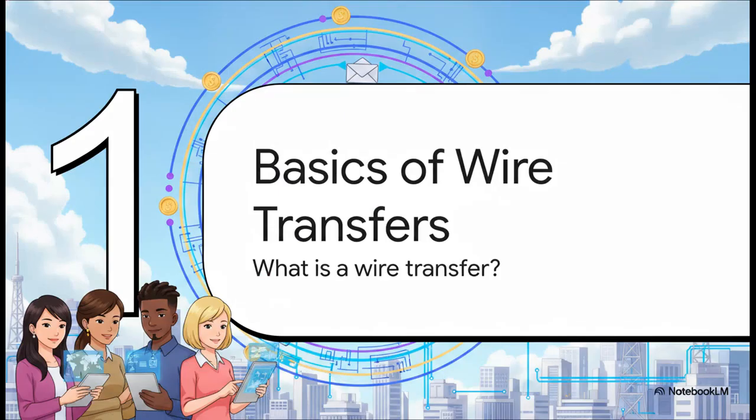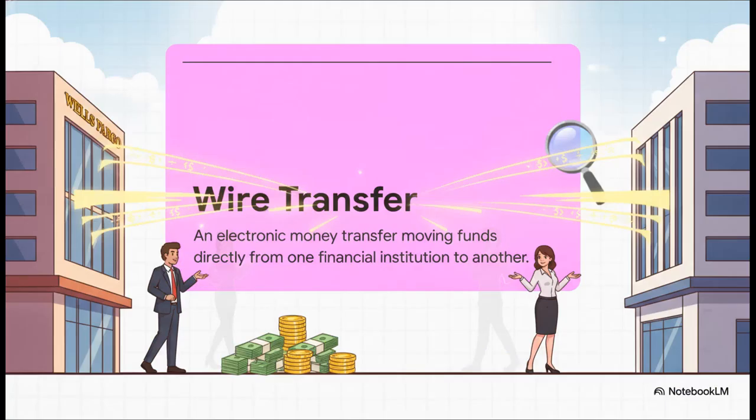Starting with Section 1, the basics of wire transfers. What exactly are we talking about when we say wire transfer? Well, it's essentially an electronic money transfer, moving funds directly from one financial institution to another. And what makes this so special? There is literally no third-party middleman holding things up. That direct bank-to-bank connection is exactly what makes wire transfers distinctively fast and the undisputed gold standard for high-value transactions.